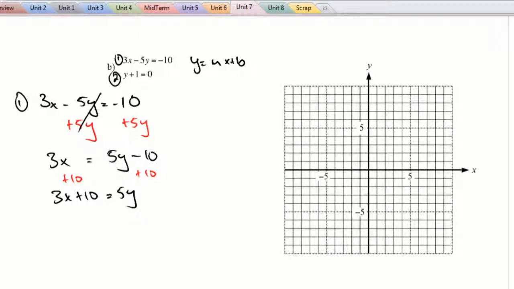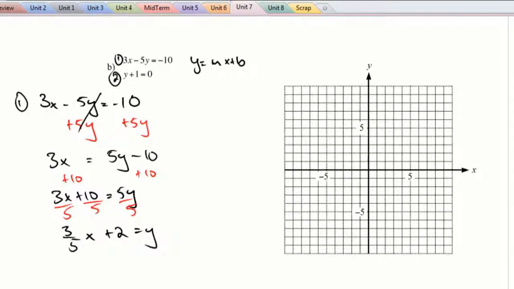Divide everything by 5. I'm going to do all three terms by 5 just because that's going to work out a little bit more nicely. So I get 3 over 5 times x plus 2 is y. So I can plot that now.